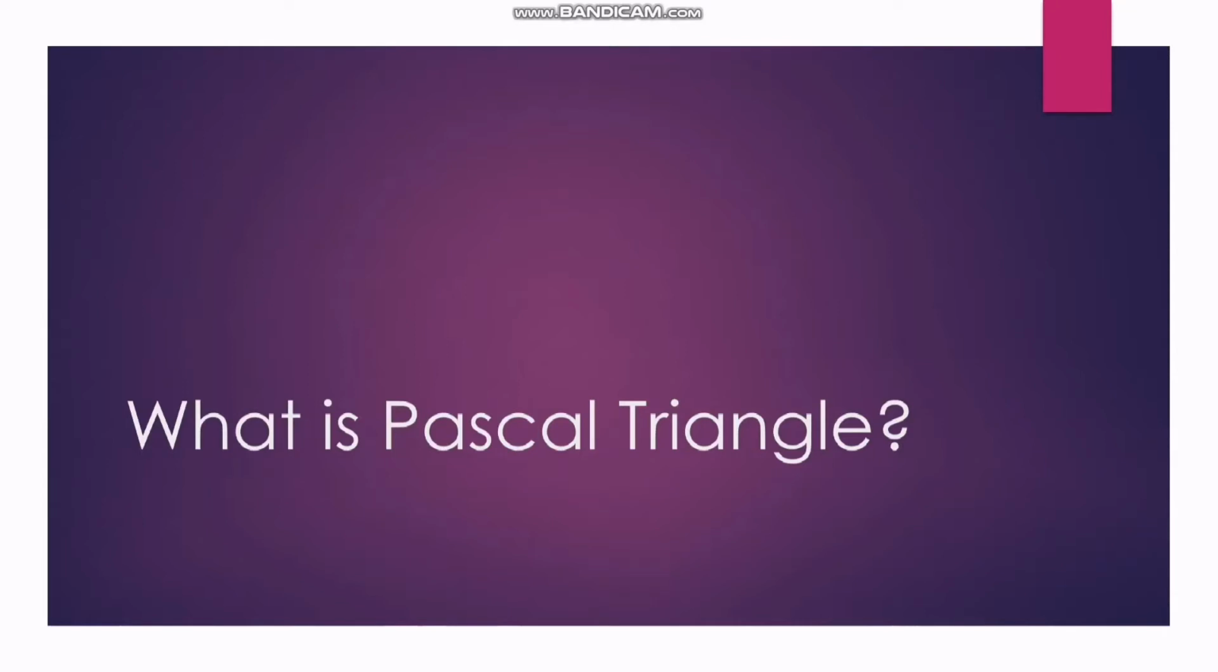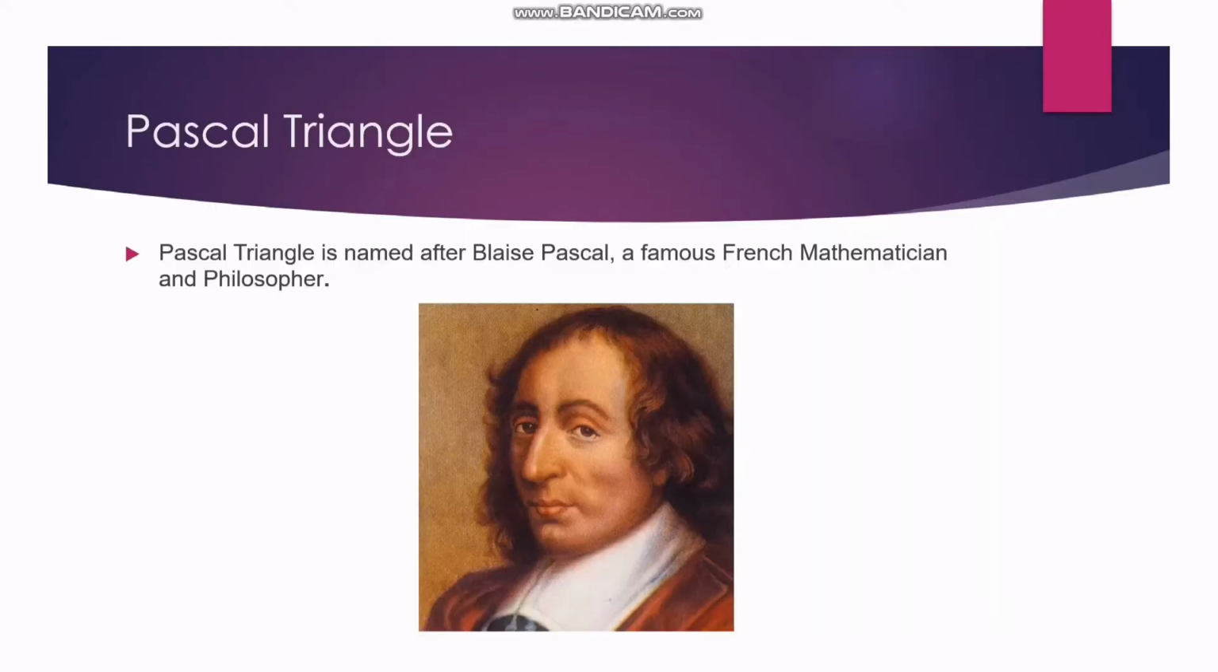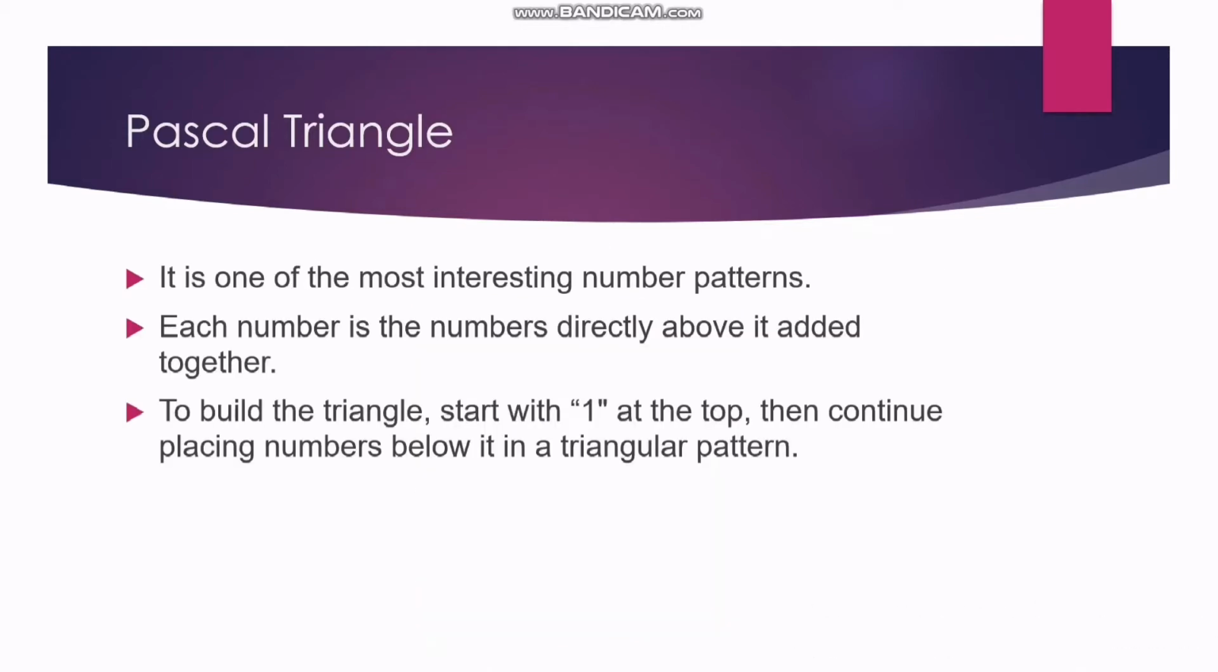What is Pascal's triangle? Pascal's triangle is named after Blaise Pascal, a famous French mathematician and philosopher. It is one of the most interesting number patterns. Each number is the sum of the numbers directly above it. To build a triangle, start with 1 at the top, then continue placing numbers below it in a triangular pattern.